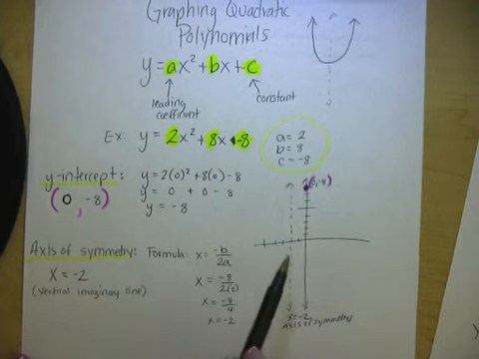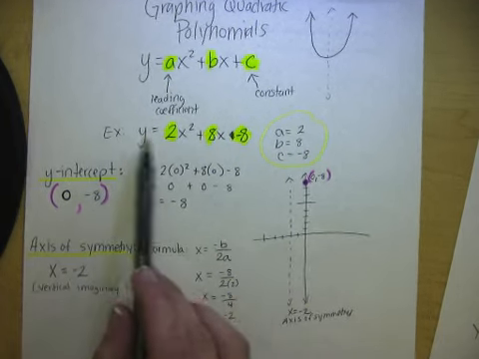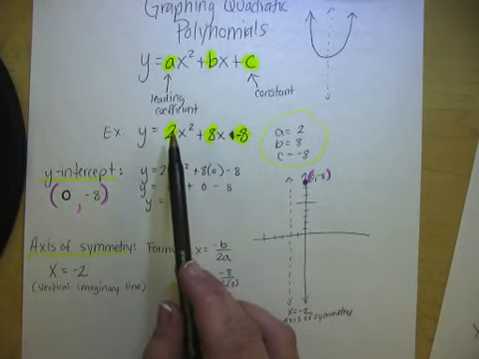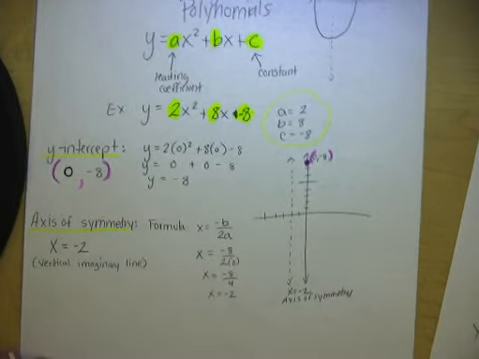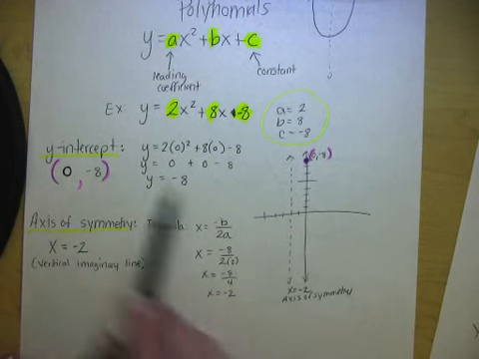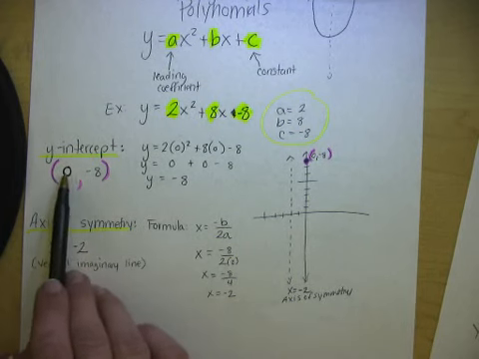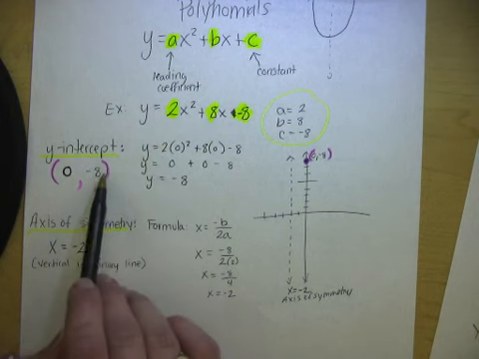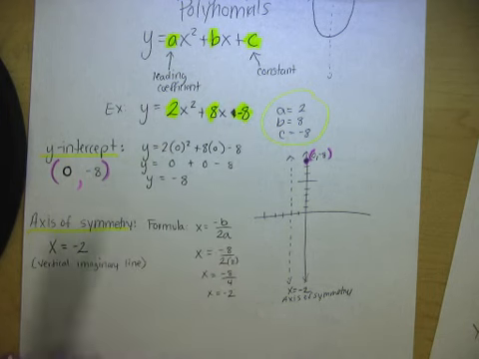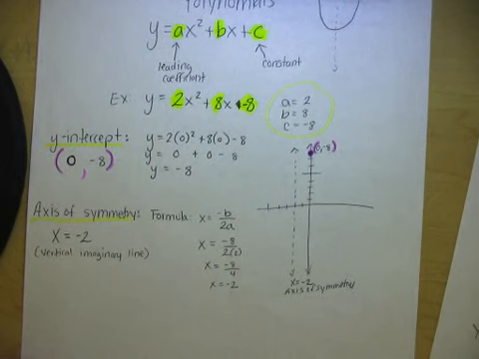Now the axis of symmetry won't be the same for every equation because our b values and our a values aren't always the same. So it's not always going to be negative 2. But with y-intercepts, you know you can always plug in 0 no matter what the equation is, and that your y-coordinate will always end up being just your constant. Those are kind of some shortcuts.